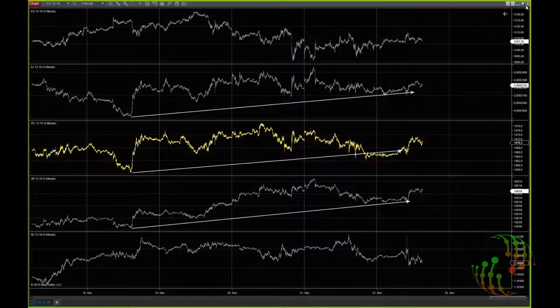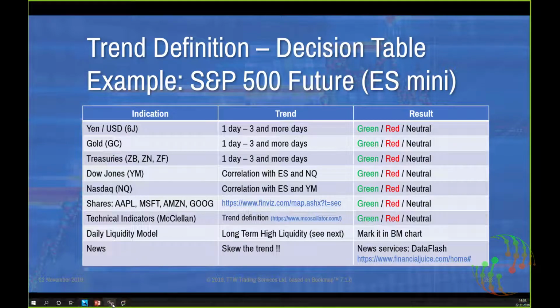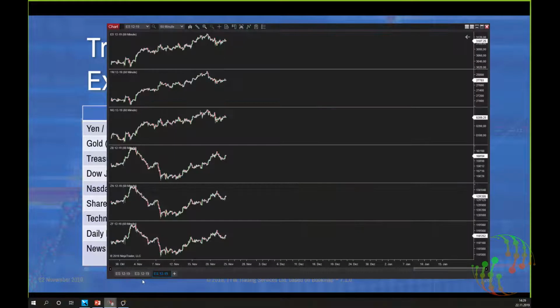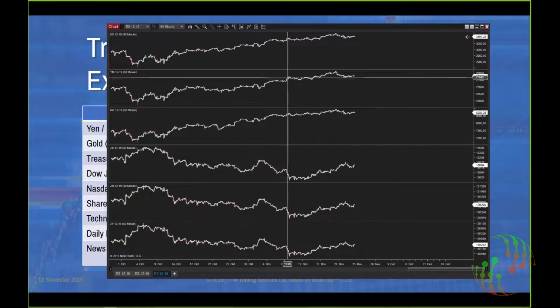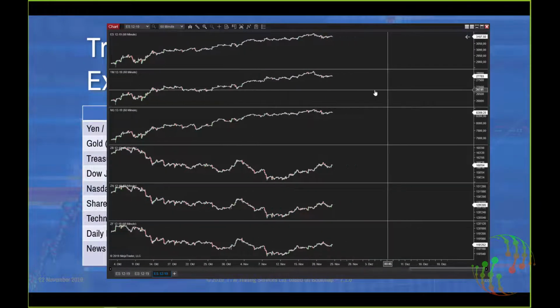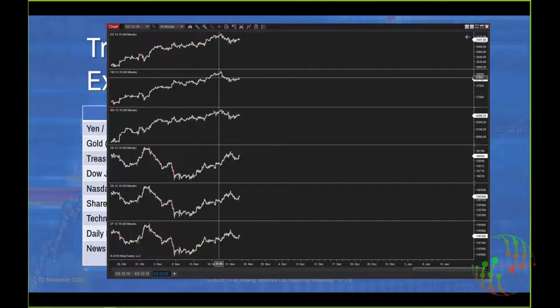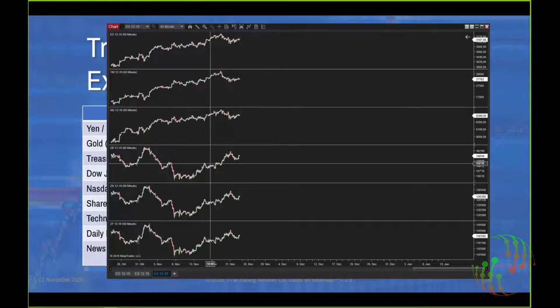So that's our first estimate. Treasuries, Dow Jones, Nasdaq. Let's see what the Nasdaq is doing. So this ES, YM and NQ, they are in sync so far, as you can see. There are no divergences. Sometimes YM is not following the NQ and ES. And on the other side, we have soaring treasuries here.